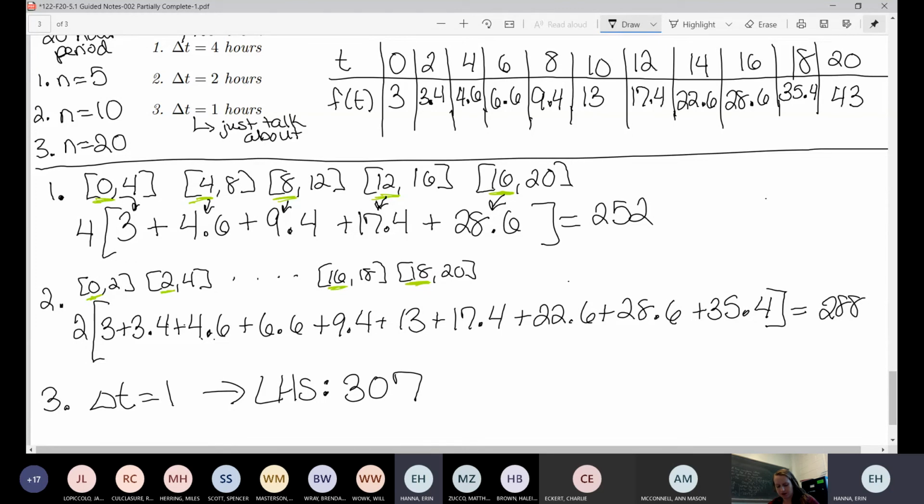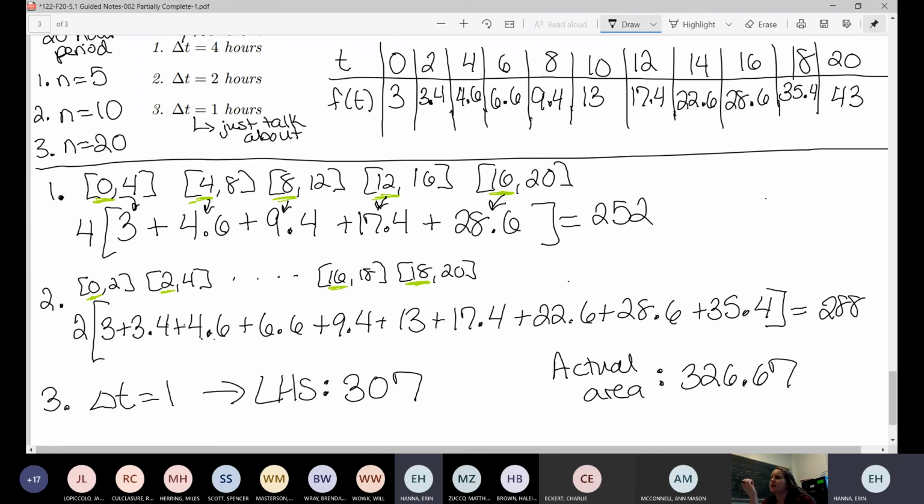Now, maybe you're not curious, but in case you are, the actual area is approximately 326.67. So notice that the first estimate, 252, was pretty far off the actual area, and we were getting closer and closer the more rectangles we were using, which is the point of what we're going to talk about in 4.2 on Monday.